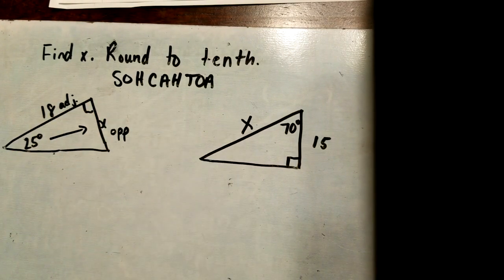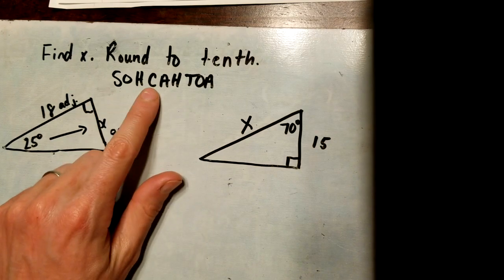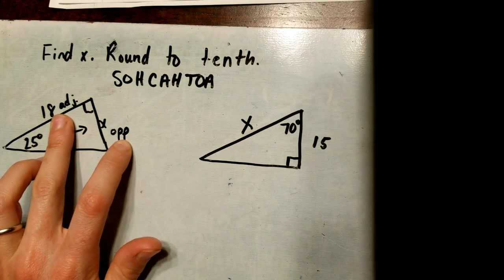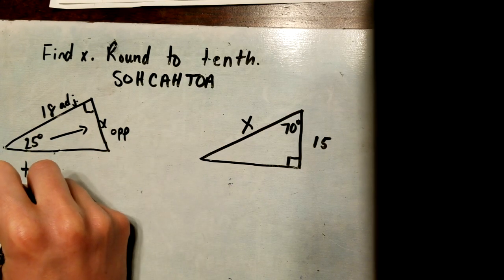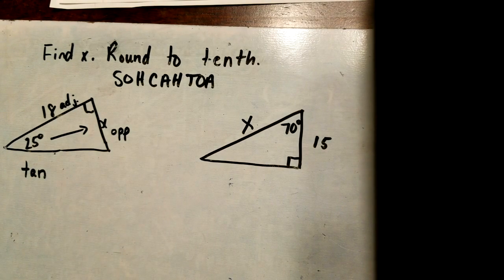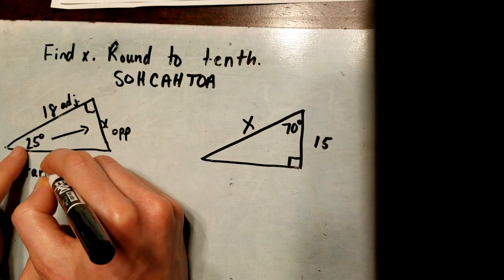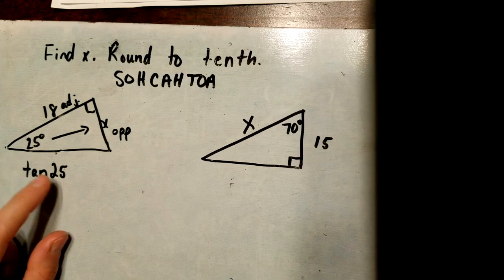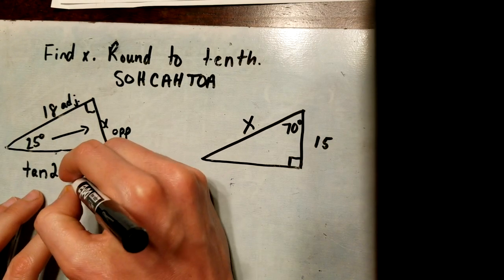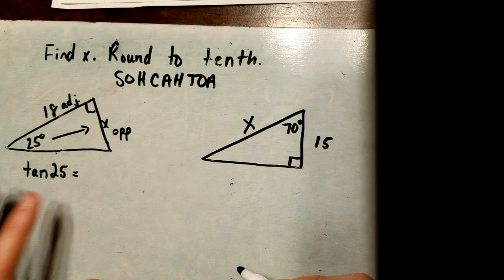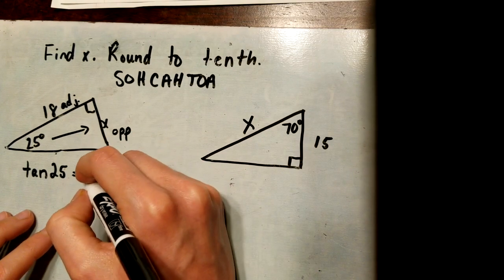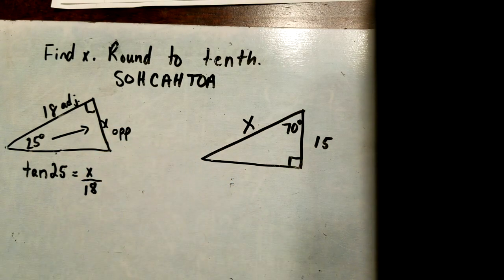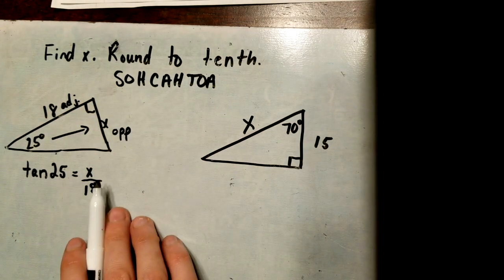Now I wrote our acronym back up here. So which of these ratios, sine, cosine, or tangent, uses the opposite side and the adjacent side? That would be tangent. Okay, and tangent of what angle were we looking at? It would be the 25 degrees. So we were using the 25-degree angle when I labeled the sides. And tangent is the opposite side over the adjacent side. Okay, so now I have an equation set up.